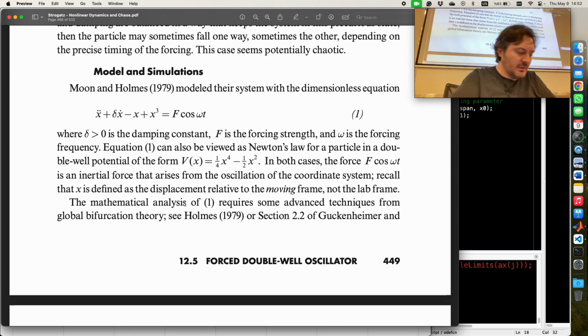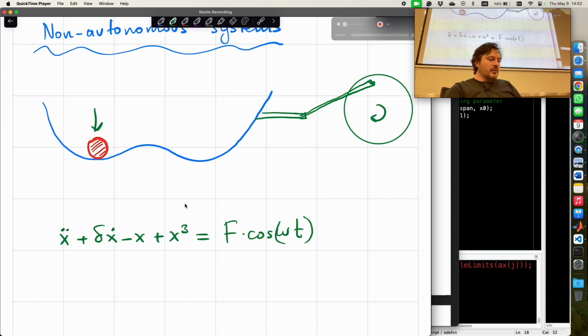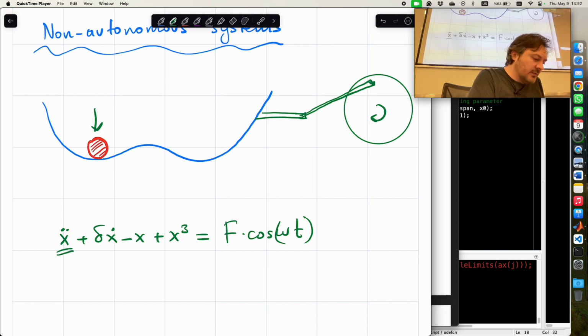So I should really write the equation and then show it to you. x double dot plus delta x dot minus x plus x cubed equals f times cosine omega t. Yes, very good. What is this? Inertia, right? This is inertia. This is friction, right?